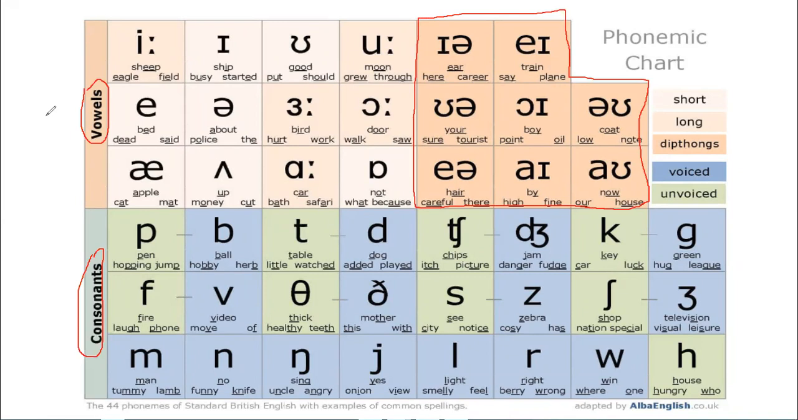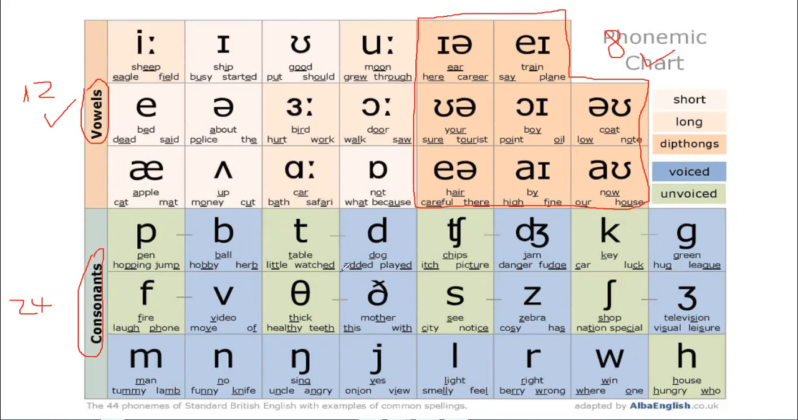Okay, so we have 12 vowel sounds, okay? 12 vowel sounds, 8 diphthongs, and we have 24 consonant sounds, okay? We have 24 consonants. These are sounds, okay?